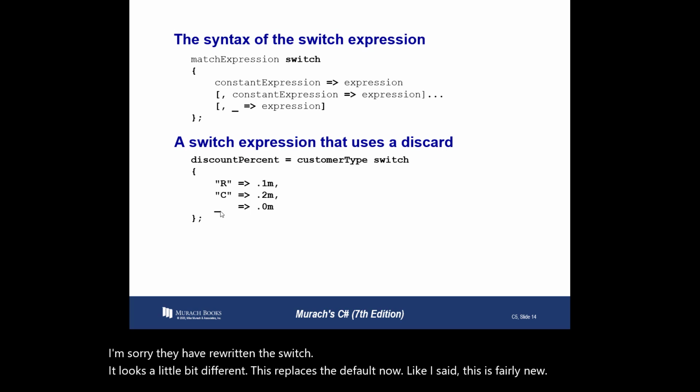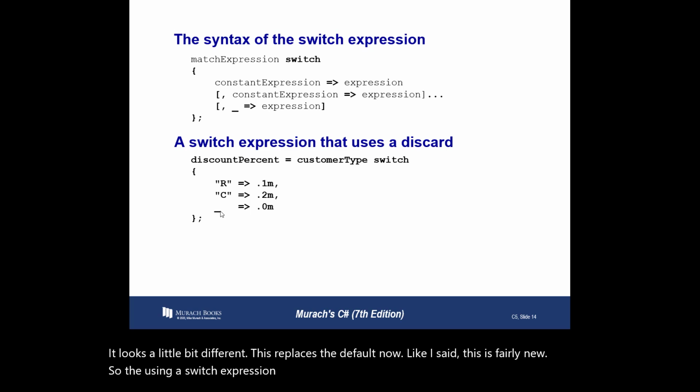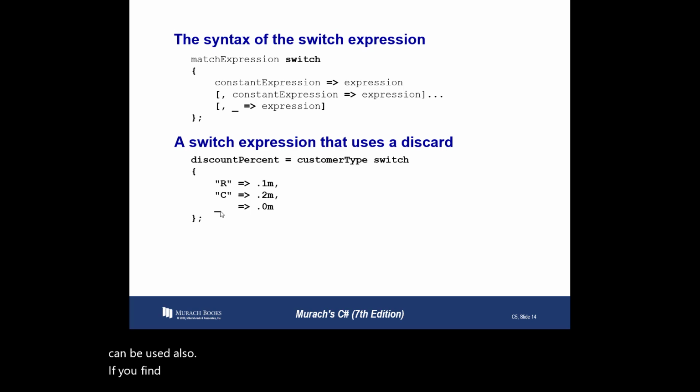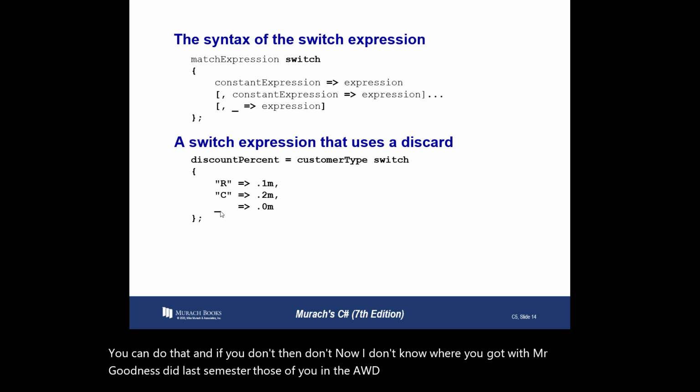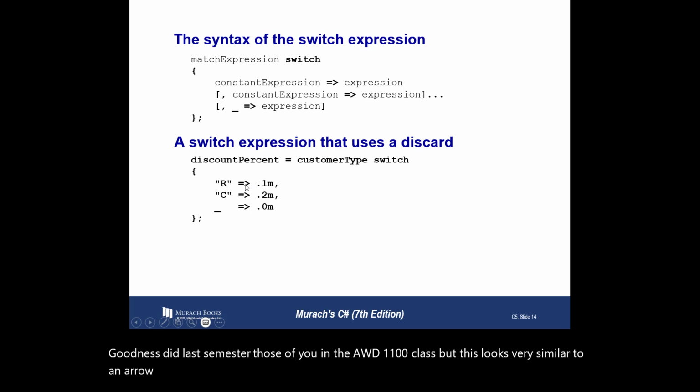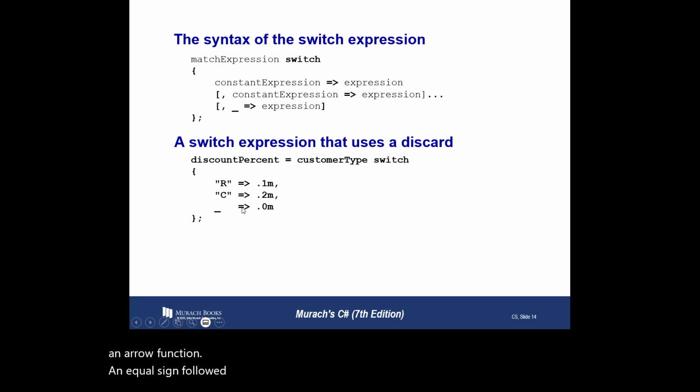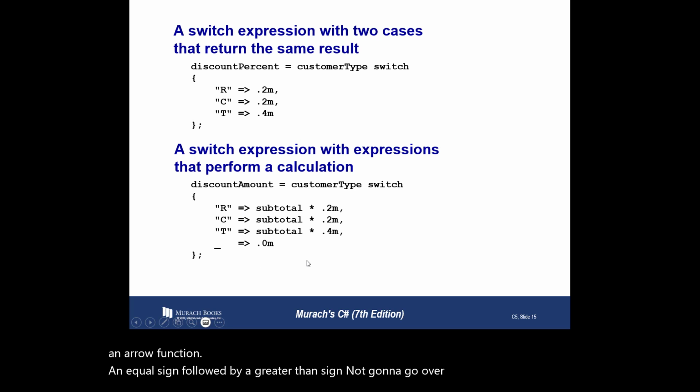Now, like I said, this is fairly new. So using a switch expression with a discard, and there's other places where the discard can be used also. If you find that writing a little bit less code like that makes more sense, you can do that. And if you don't, then don't. Now, I don't know where you got with Mr. Gudmested last semester, those of you in the AWD1100 class, but this looks very similar to an arrow function, an equal sign followed by a greater than sign. Not going to go over that anymore right now.